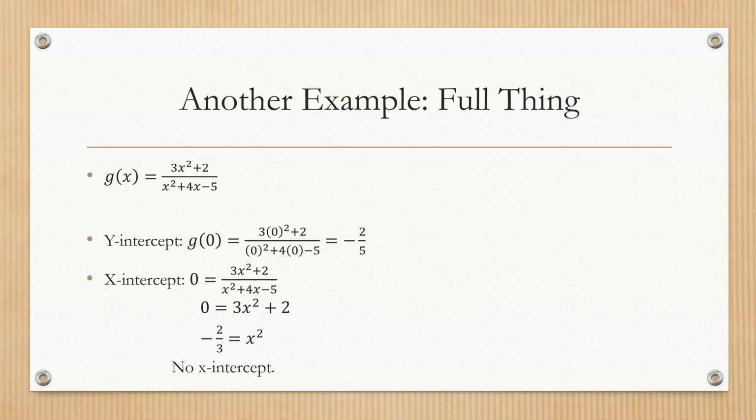So now I know two things about my graph. I know it crosses the y-axis at negative 2/5, and it never crosses the x-axis. Okay, so no matter what, this function will never touch the x-axis. That takes care of intercepts. The other thing we have to look at is asymptotes.